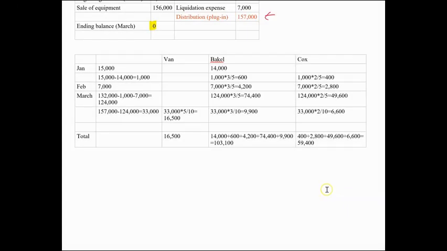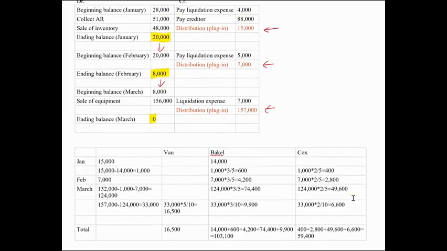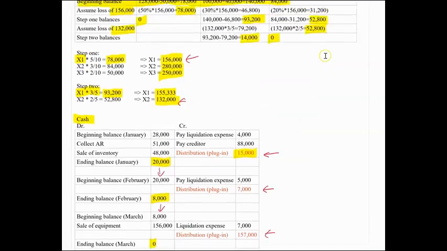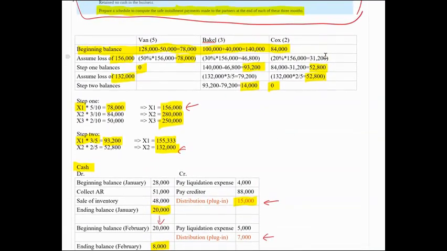Now I'm going to use the last schedule to show you how we can distribute cash to the partners, but to get those numbers, we rely on the two schedules we just prepared. In January, based on the schedule here, we know that in total they have 15,000 available for distribution. So for the 15,000, we are going to allocate 14,000 to Baco, and the reason we allocate 14,000 is based on the predetermined distribution plan.